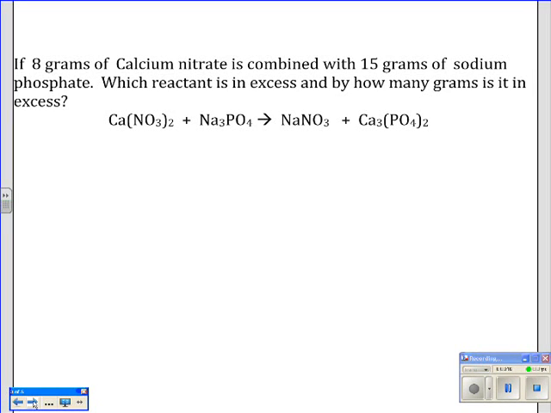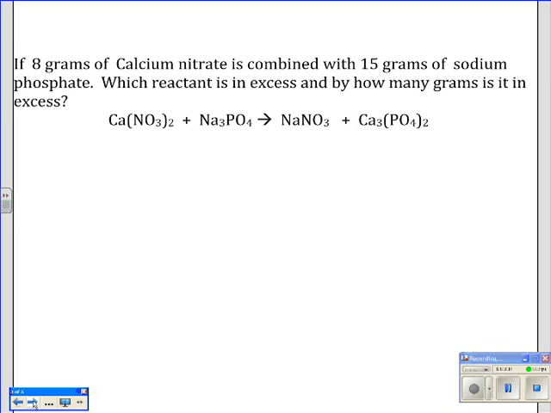This problem: 8 grams of calcium nitrate combined with 15 grams of sodium phosphate. Which reactant is in excess and by how many grams is it in excess? So we've got both reactants. We need to figure out how much excess we have. First thing we need to do is balance our equation.